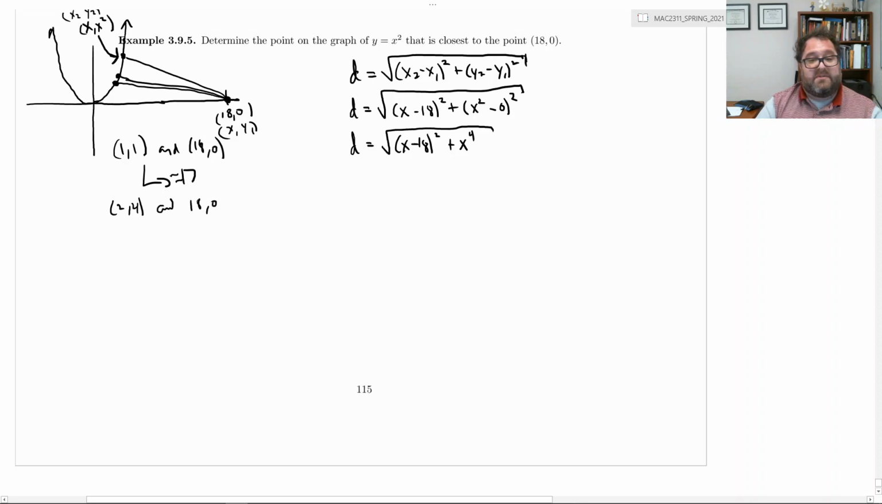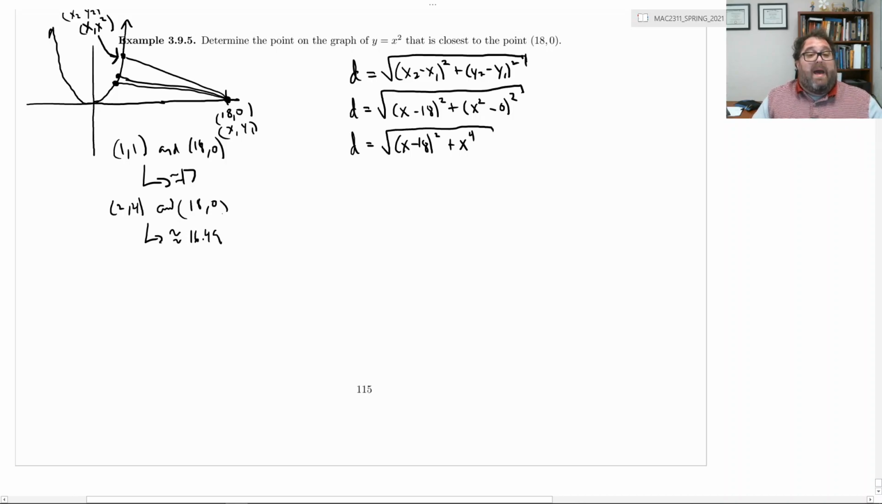If you want the distance between, say, 2 comma 4, a point on the parabola, and 18 comma 0, then plug a 2 into your distance function. And so that would give us what? 2 minus 18 is negative 16, squared is 256, plus 2 to the 4th power is 16. Then take the square root. It's approximately 16.49. So the distance here is approximately 16.49. So that distance is less.